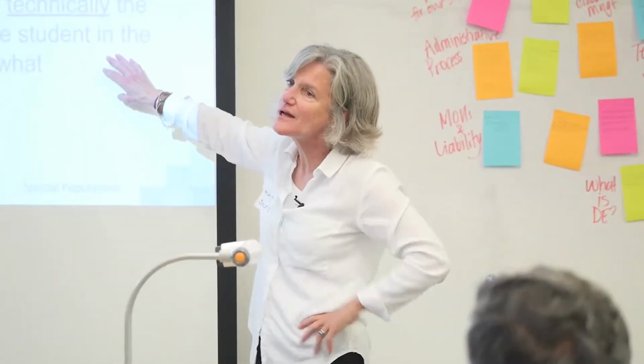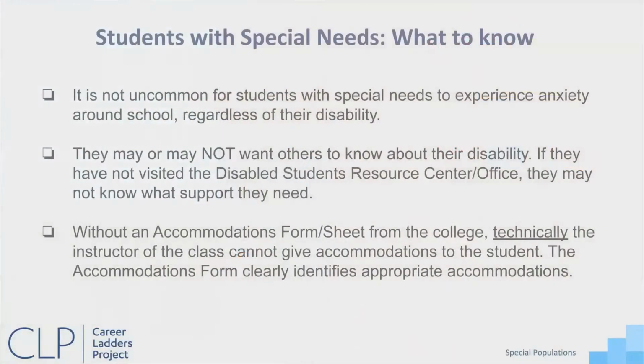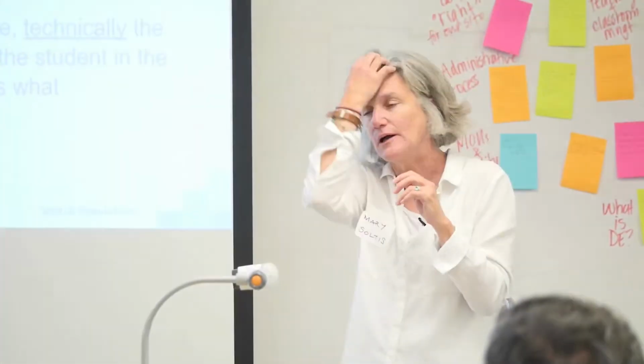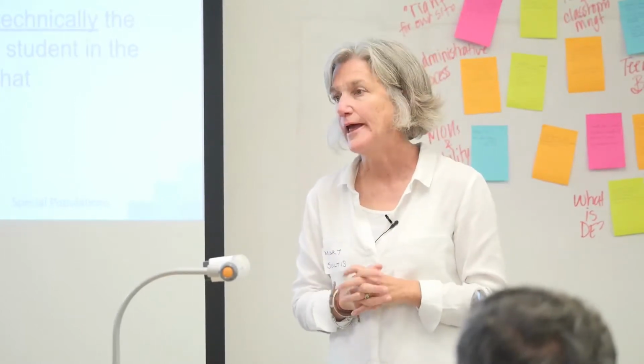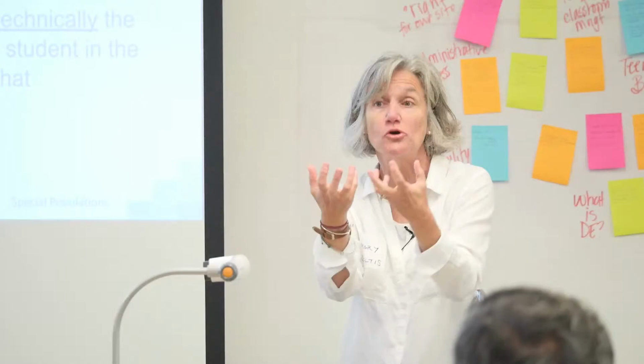Now here's kind of what I'll say is the kicker though. For a student to get any sort of assistance at a college, they need to go to disabled student resources, or here we call it something else. They need to go to that resource, and they need to route through that office to be able to get the accommodations that they need for your classroom. Technically, and I underline this intentionally, technically, you as an instructor of a class at a college can't give them any accommodations without that accommodation sheet. Now, you can. You as an instructor, it's your classroom.